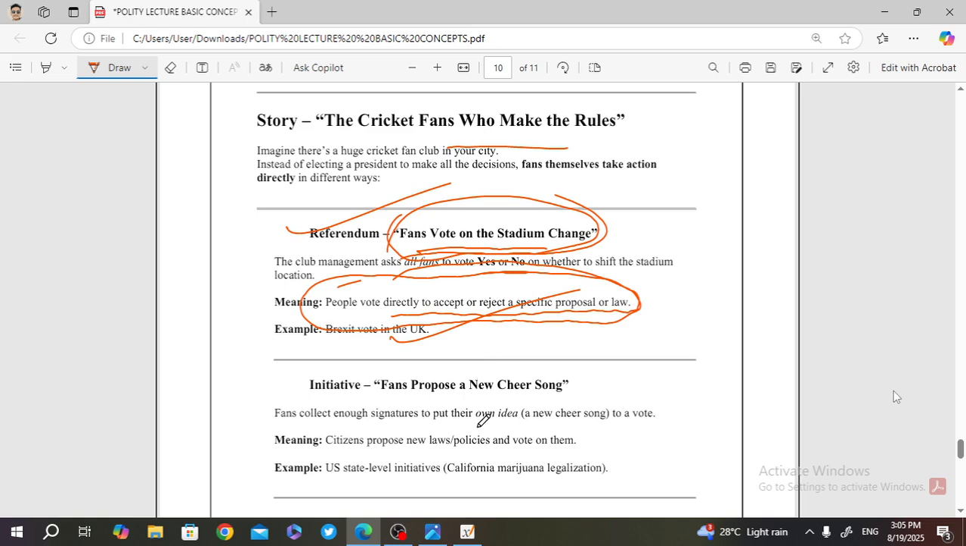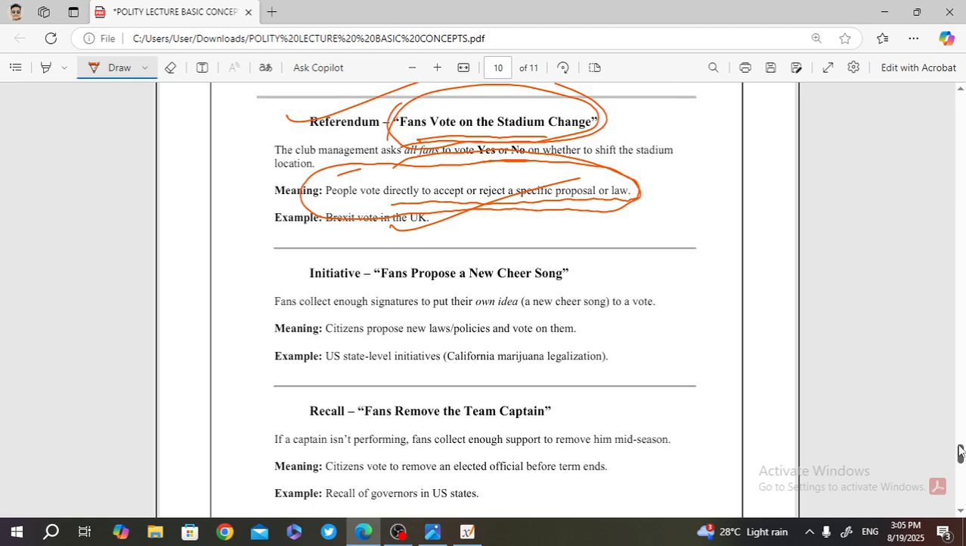Then you can see the initiative. Initiative means citizens propose new laws and policies and vote upon them. That means here fans propose a new cheer song. So it is a new law, new policy, and people vote on it. It is called initiative.